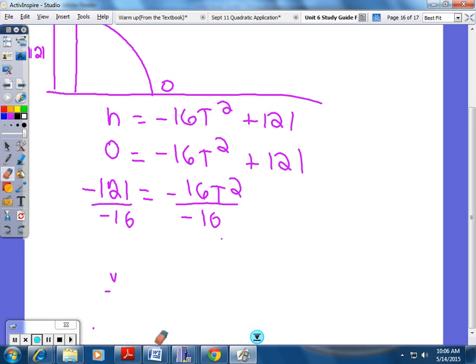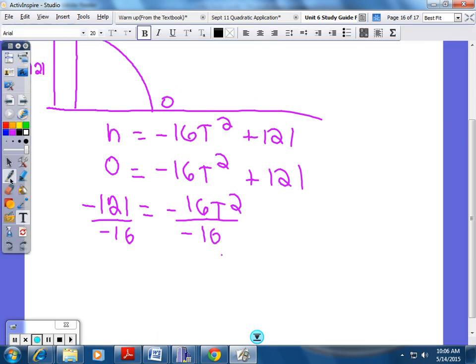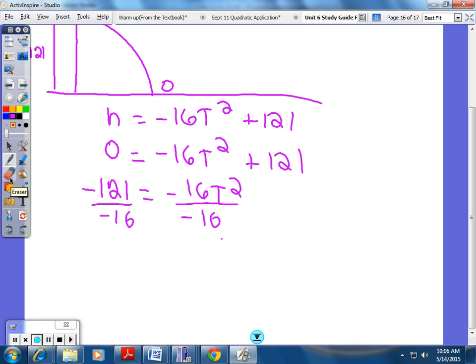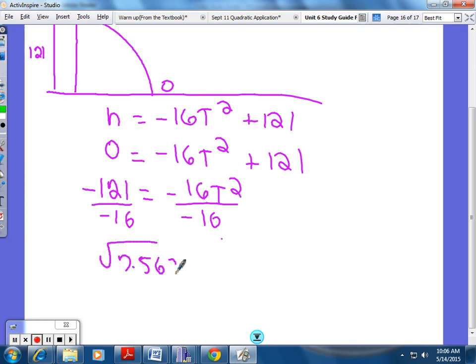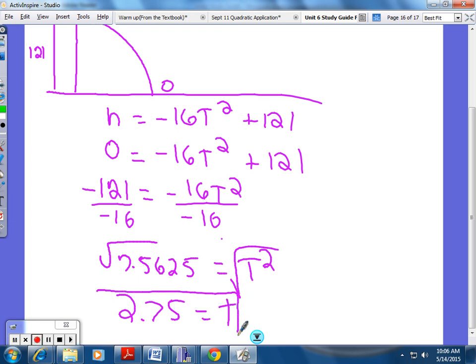And I'm sorry, I made a mistake here, right here at the end, making all kind of mistakes. When I divide these two numbers, I get this. And then I take the square root of 7.25 and I get 2.75. I'm sorry. Got something confused.